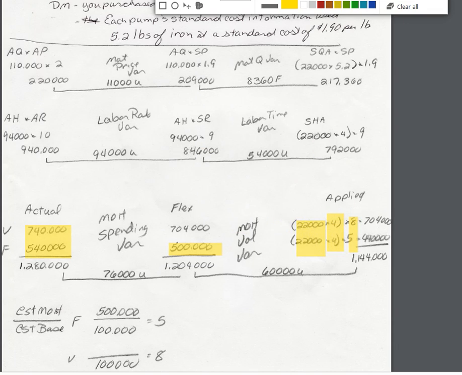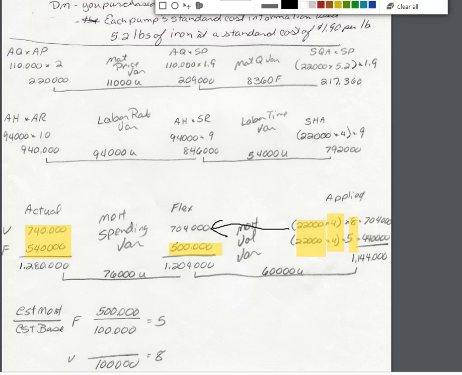So then this one is just simply moved over there. Okay, so that comes over there. So now I've got this one done. So my overhead spending variance is 76,000. So I add these two up, get that, add those two up, etc. And my volume variance is 60,000. I can prove my volume variance in just a second, but I thought I was going to have 100,000 hours, and I only had 22,000 times 4.